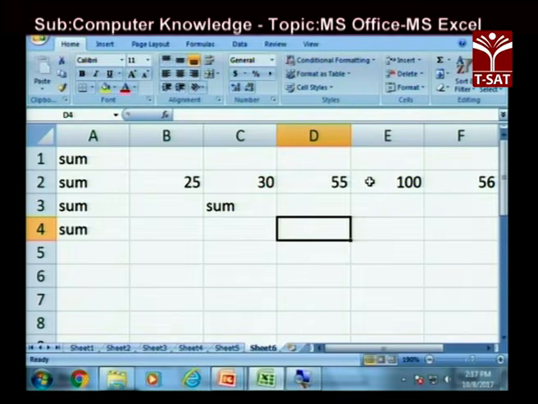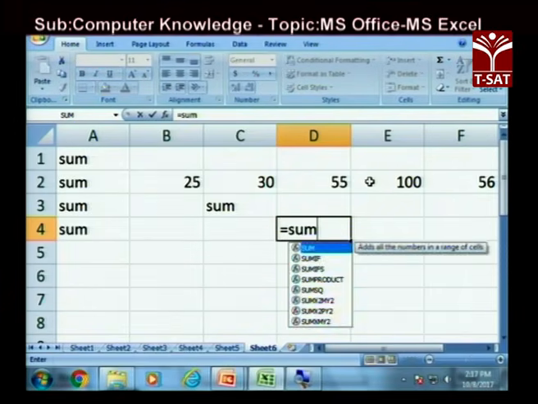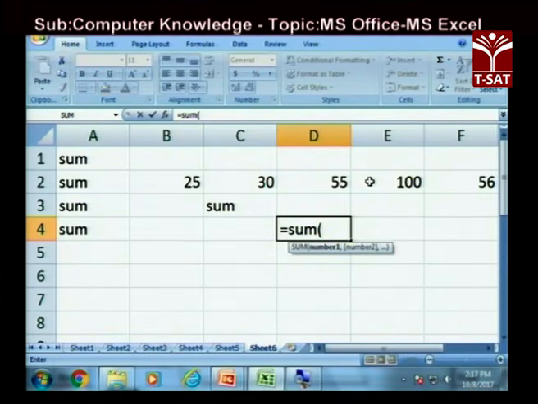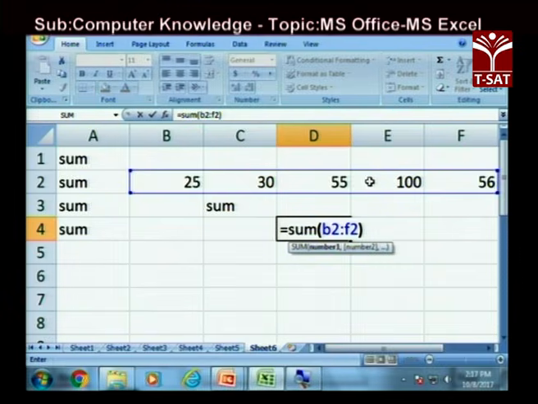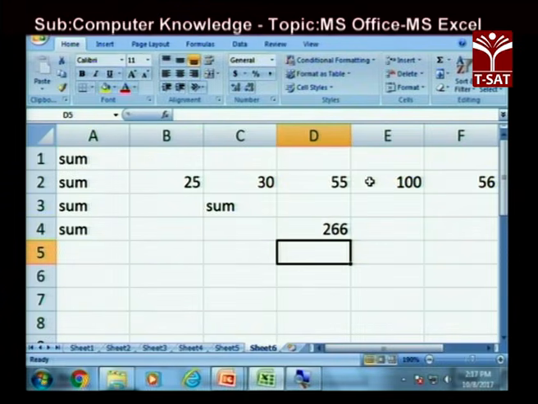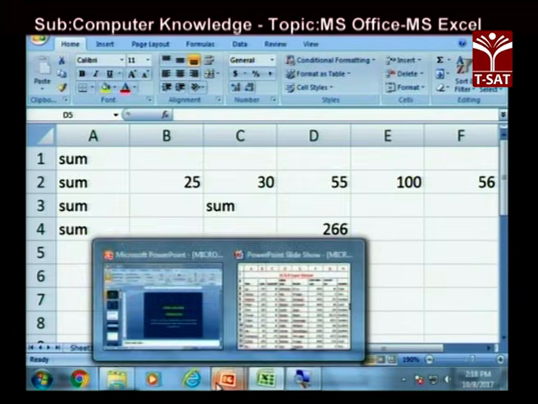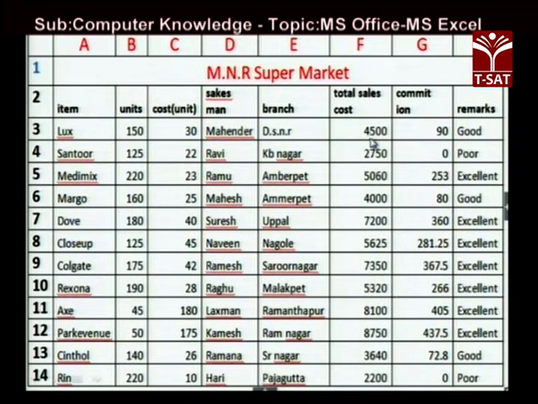Now calculate the sum. Sum starts with B2 to F2. This is the shortcut key for sum calculation in a simple way. So, what is the shortcut key for sum? Equals sum of starting range to ending range. Next, here we have to calculate sum only.